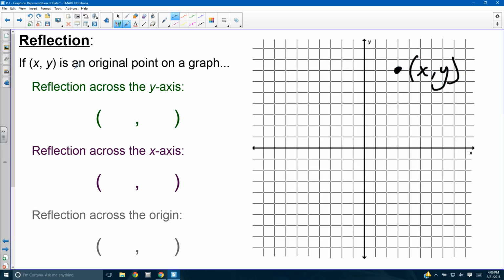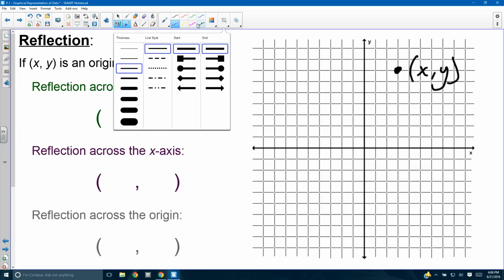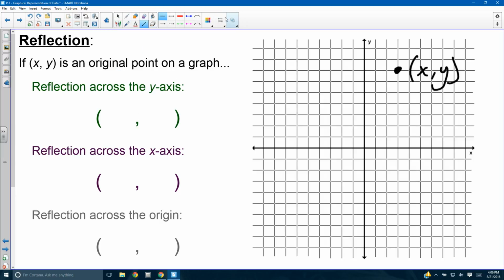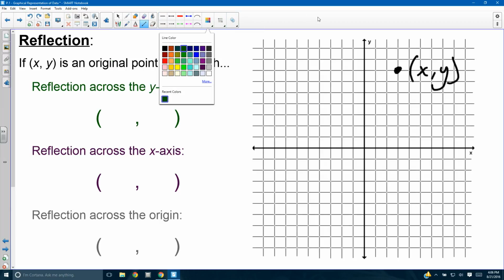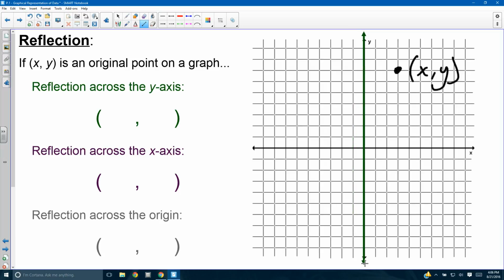If we reflect it across the y-axis, basically what it means is we're using the y-axis as an axis of symmetry, and we are mirroring it across that. So let me get my appropriate color here. If I reflect it across this axis right here, then it's going to bounce across perpendicularly.